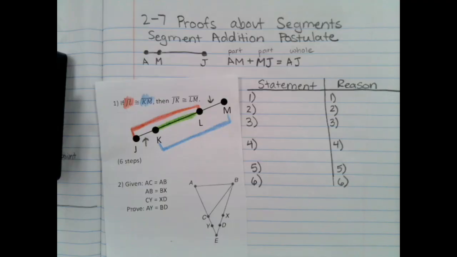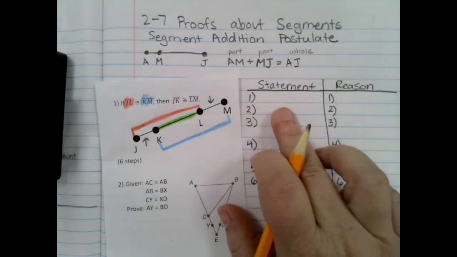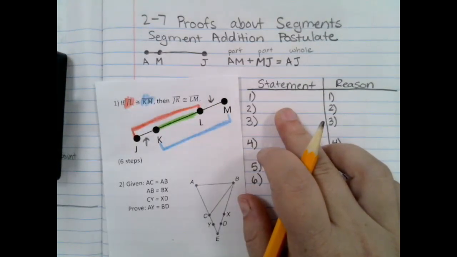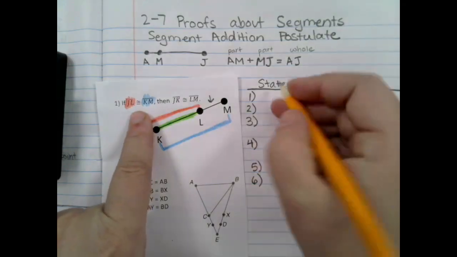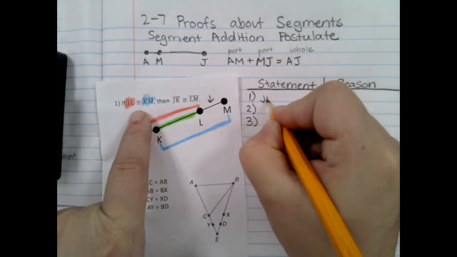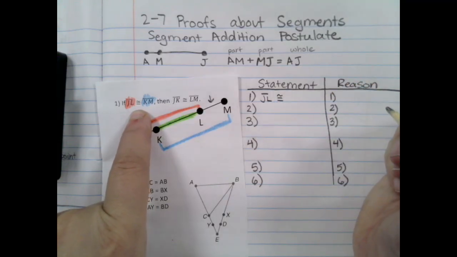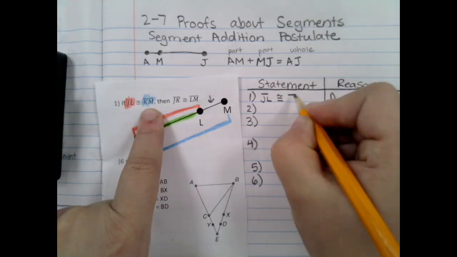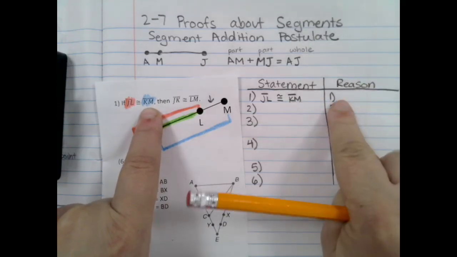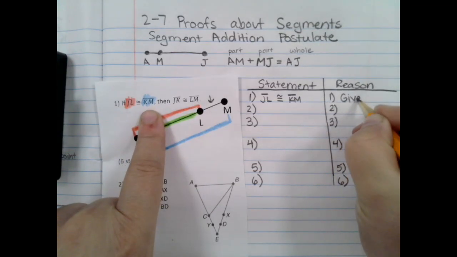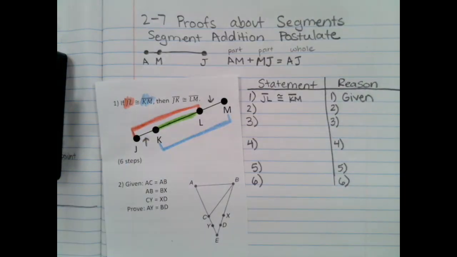Okay, so as we look at this, what's going to be our first statement? What's the first thing that we have in our statement? Our hypothesis. JL is congruent to KM. What reason should always be our first reason usually? Given. Very rarely is our first reason not given. That will be like 1 out of every 50 proofs. 2% of the time, maybe.